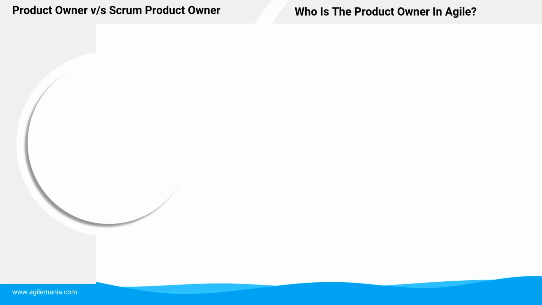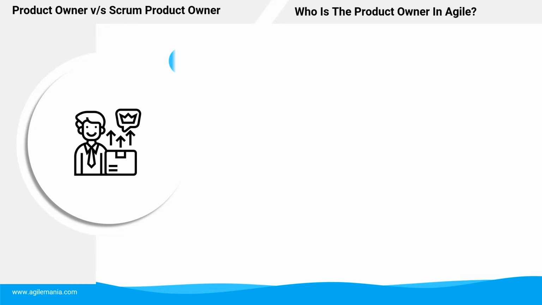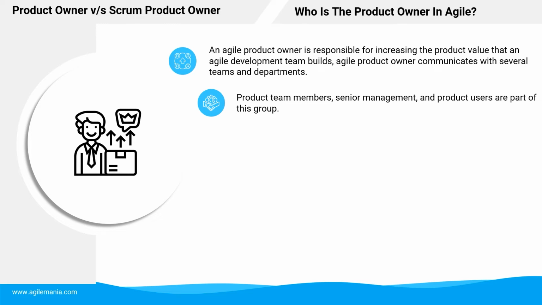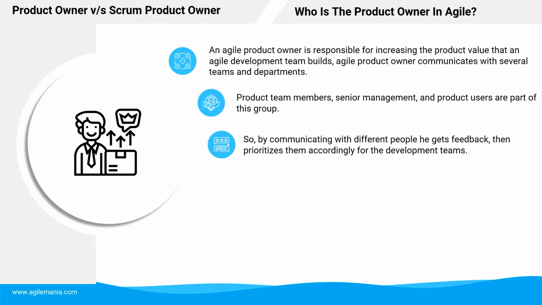So, let us know who is the product owner in Agile. An Agile product owner is responsible for increasing the product value that an Agile development team builds. The Agile product owner communicates with several teams and departments. Product team members, senior management, and product users are part of this group. By communicating with different people, he gets feedback, then prioritizes it accordingly for the development teams.